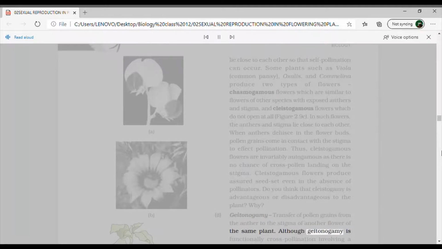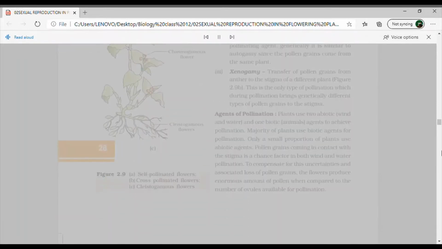2. Geitonogamy, transfer of pollen grains from the anther to the stigma of another flower of the same plant. Although geitonogamy is functionally cross-pollination involving a pollinating agent, genetically it is similar to autogamy since the pollen grains come from the same plant. 3. Xenogamy, transfer of pollen grains from anther to the stigma of a different plant, figure 2.9b. This is the only type of pollination which, during pollination, brings genetically different types of pollen grains to the stigma.